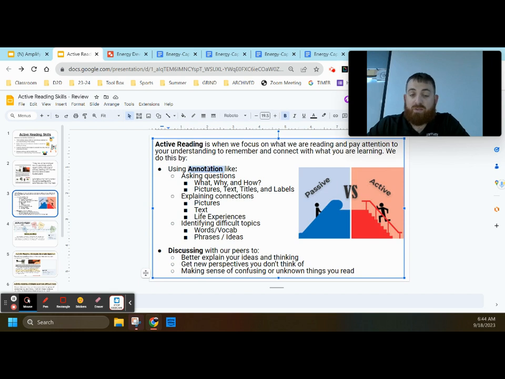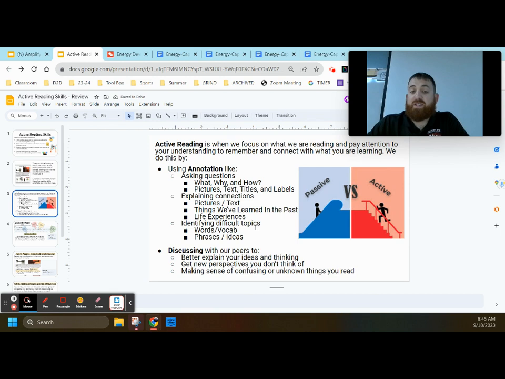So, when we annotate, we make annotations that ask questions, the what's, the why's, the how's. We ask questions about the pictures, the text, the titles, the labels, everything we see. We ask questions. We explain connections. So we connect things that we see in pictures to maybe things that we see in the text. We connect our life experiences, and we can even add to that and say things that we've learned in the past.